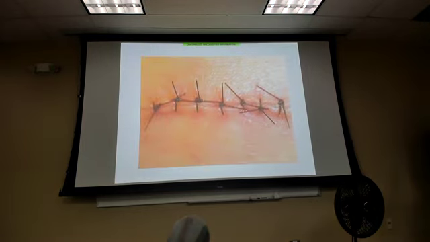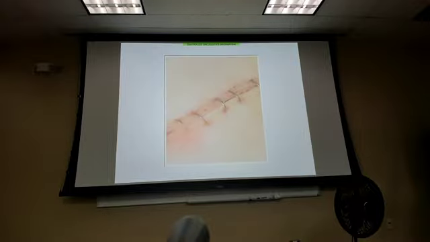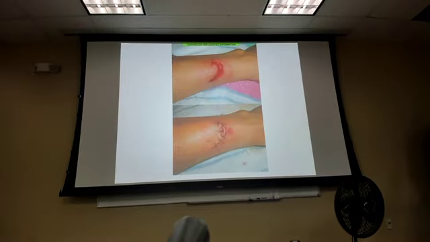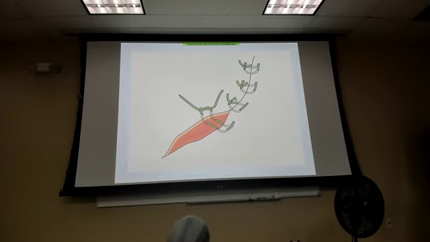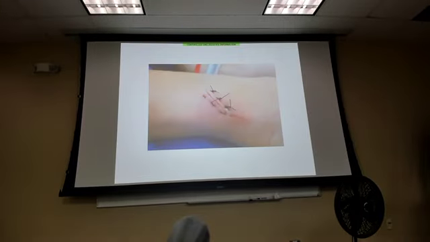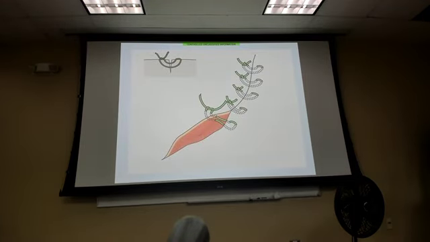Okay, these are some of those things. So that is the simple interrupted. That is the staples. Simple interrupted, that closes that up. We talked about how we can do a horizontal mattress, which Grande will actually show y'all more. So that's what a horizontal mattress looks like. That is what a vertical mattress looks like.